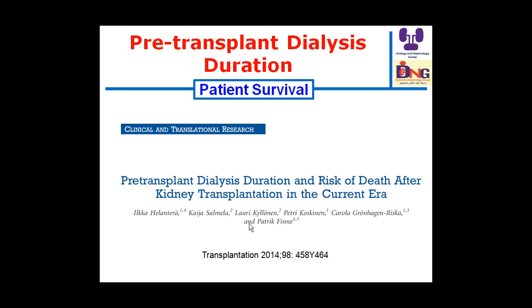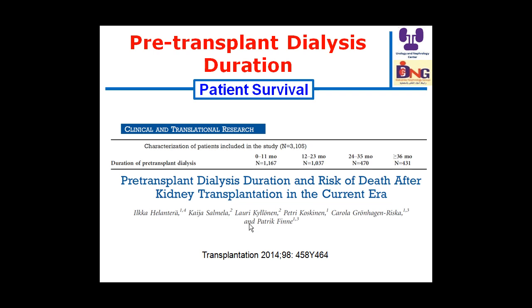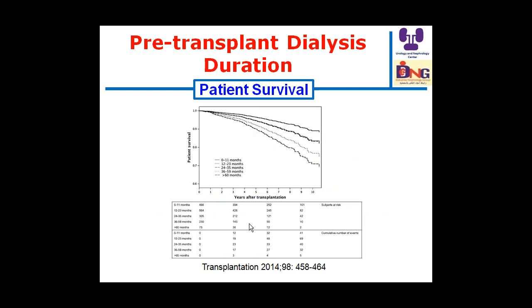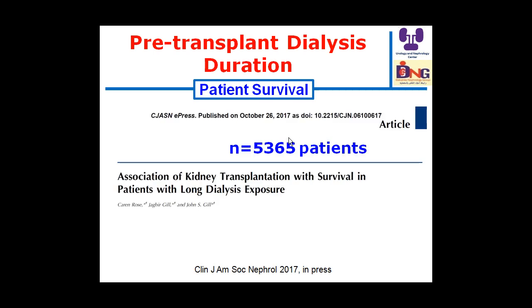So the first important point: is prolonged dialysis before transplantation risky for patient death? The answer is yes. According to this study, the more prolonged the dialysis duration, the more it will affect survival, as you see in this Kaplan-Meier curve. These are patients who were dialyzed for less than 1 year, less than 2 years, then from 36 to 59 months, and above 60 months, above 5 years. As you see, the longer the duration of dialysis, the less the survival after transplantation.